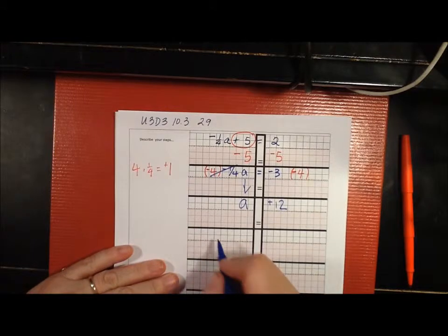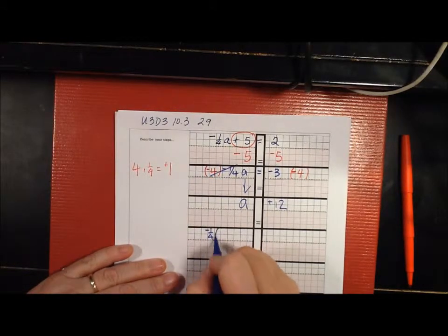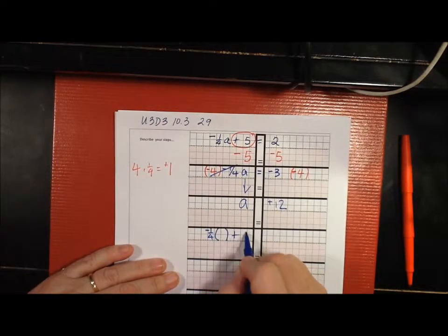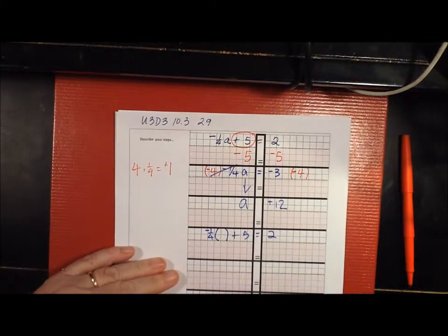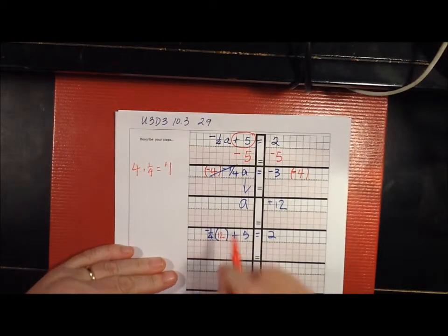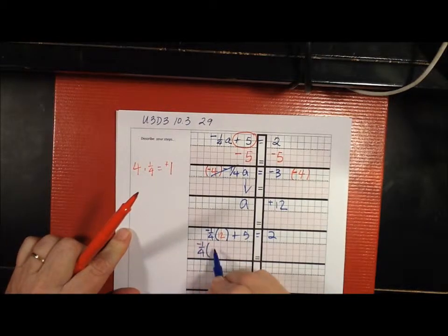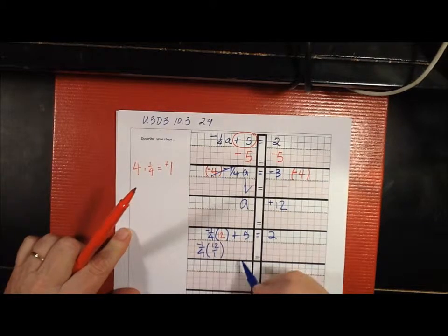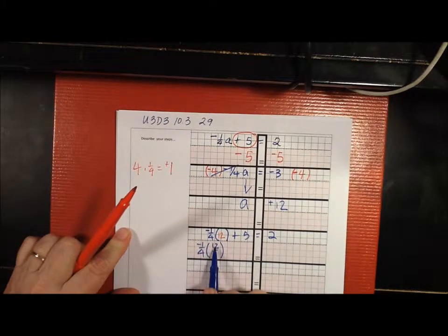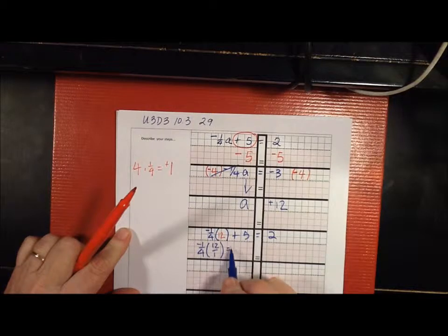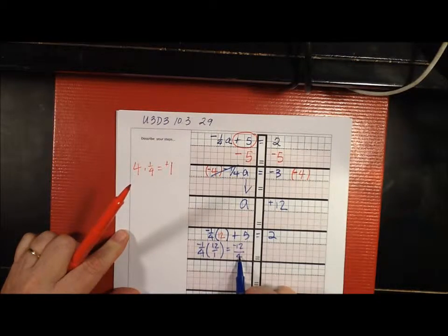Let's check our work. Negative 1/4 times A plus 5 equals 2. And if I put 12 in here, I have negative 1/4 times 12 over 1. Negative 1 times 12 is negative 12. 4 times 1 is 4. That is 4 going into negative 12, and that will be negative 3 times.